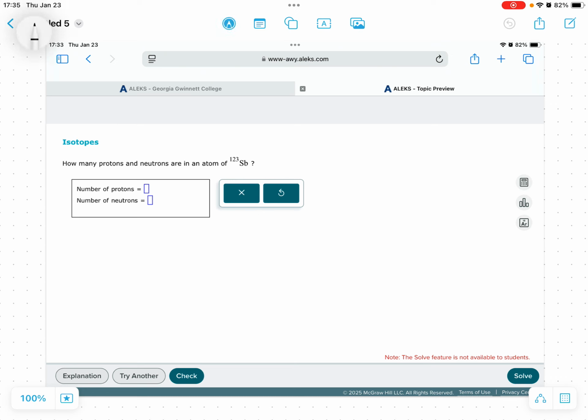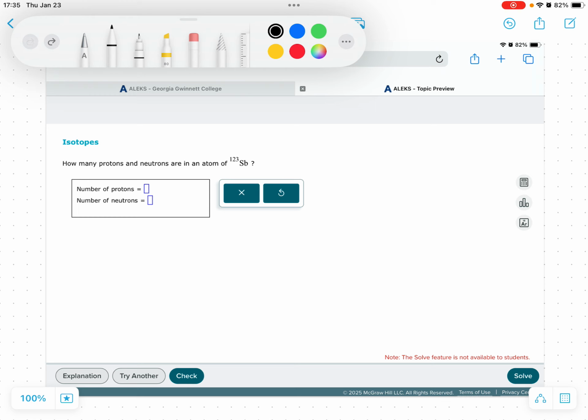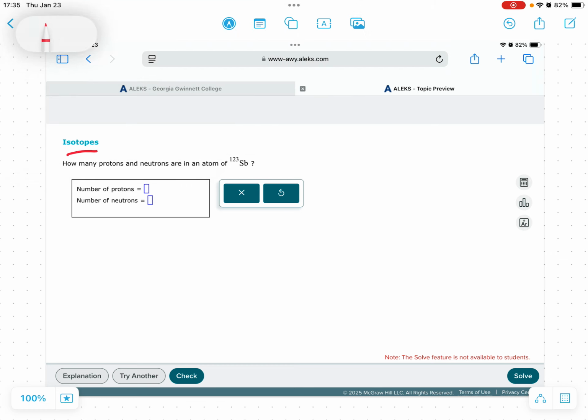Okay, so it looks like we want to talk about isotopes. It looks like we're being asked about the isotope antimony 123 or Sb 123. And you don't have to know what these things are. It doesn't even matter. But you do have to know what Sb means and what 123 means.